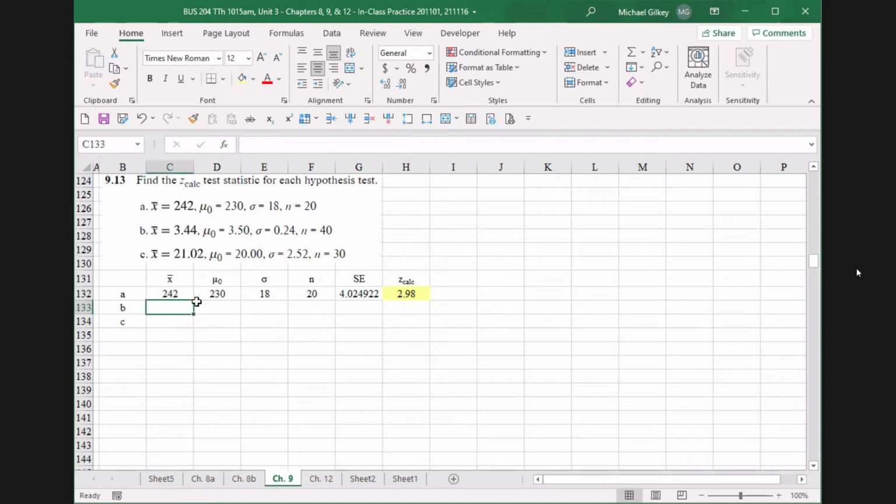Now the next one. The next one says our sample mean is 3.44. Our hypothesized mean is 3.5. Our population standard deviation is 0.24. And we have a sample size of 40.